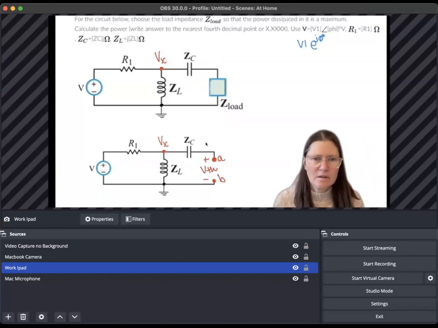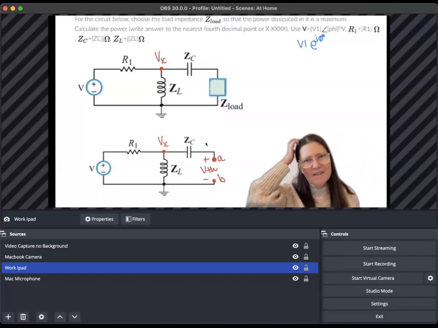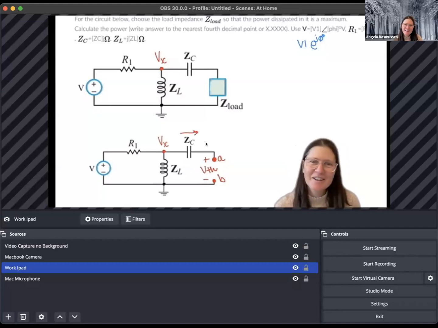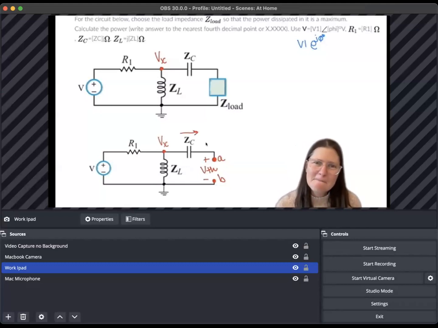I forget how to solve this. Okay, here's a hint. What's the current here? Oh, 0. There you go. Thank you. I forgot to do the second part.